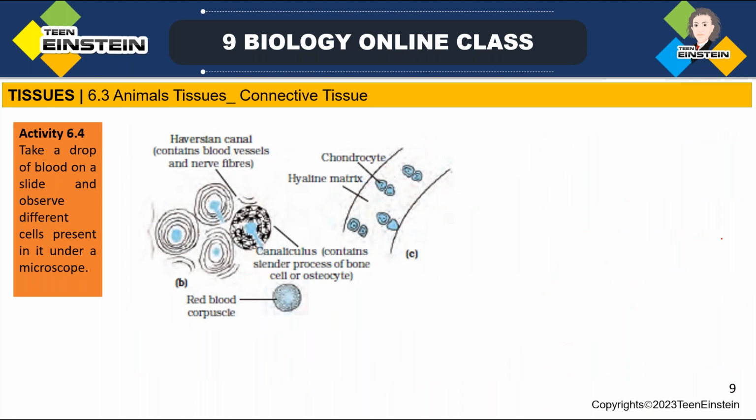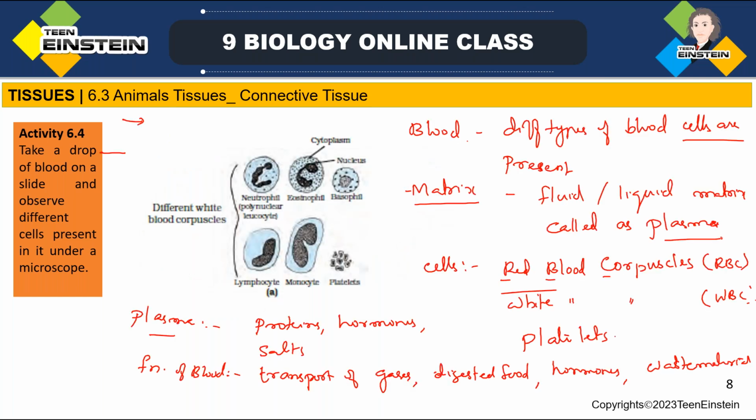And here in this figure, different white blood corpuscles you can see: neutrophil, basophil, eosinophil, lymphocyte, monocyte, then platelets. You can see all this.